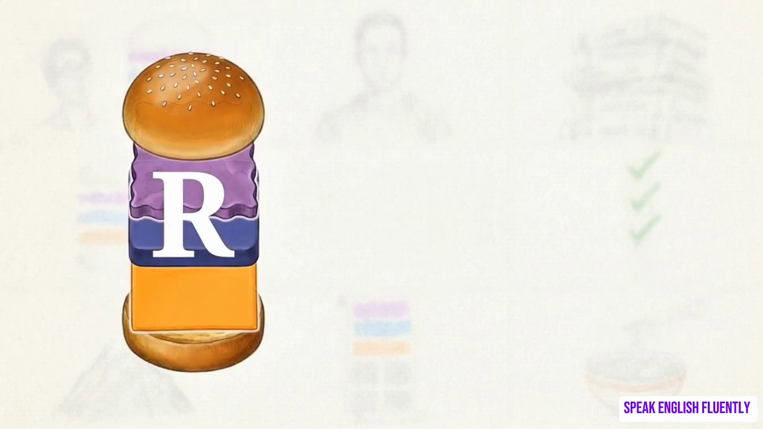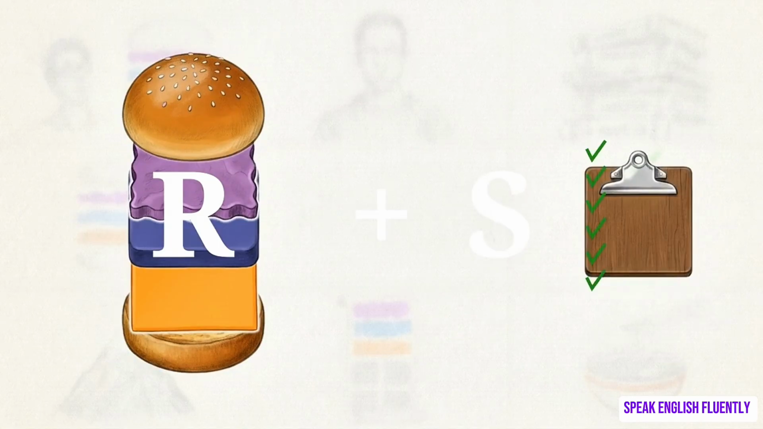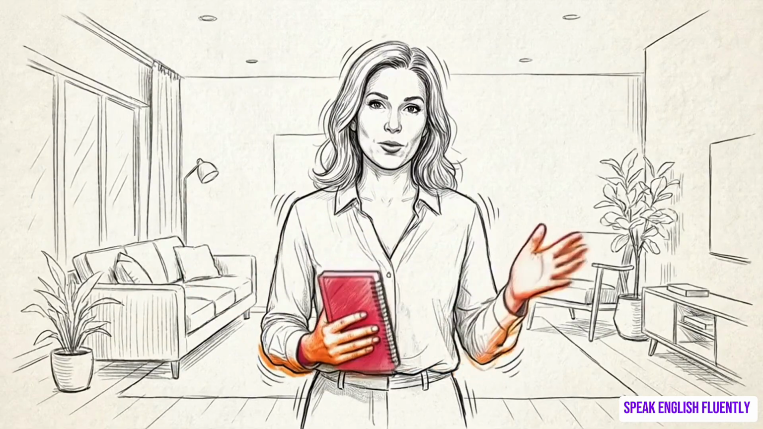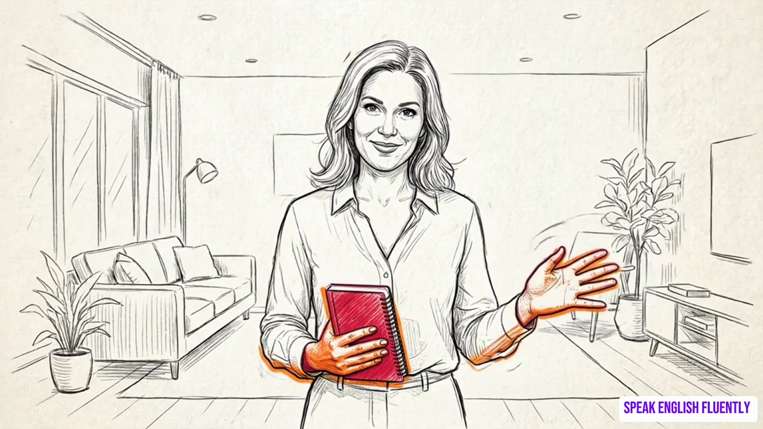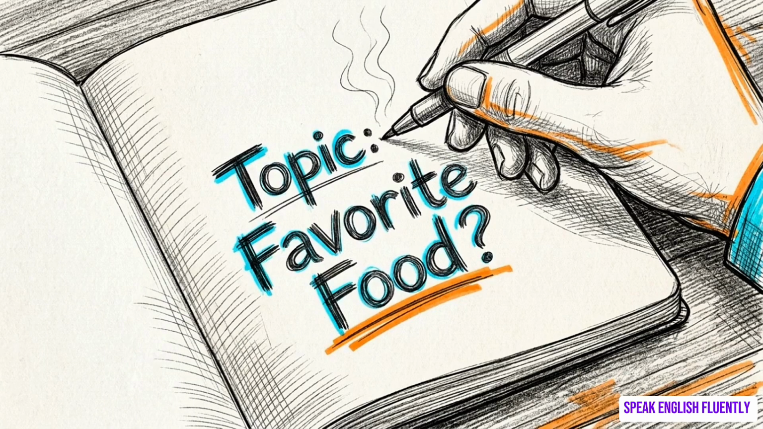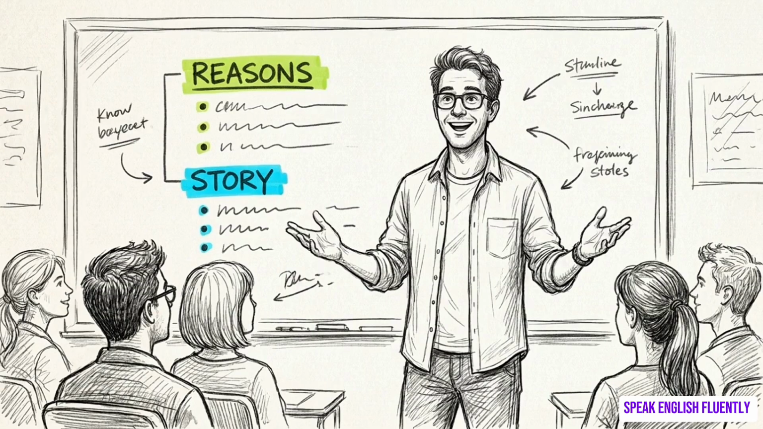Remember this core formula. R, the 3 reasons inside a sandwich, plus S, your 6-part story. Your first challenge is to read your script out loud 3 times. Do this to get used to the vocal rhythm of speaking at length. Next, pick a new topic, like what is your favorite food, and build a brand new R plus S response from a blank page. Developing this level of organization is a specific skill that you can now practice and replicate whenever you need to speak.